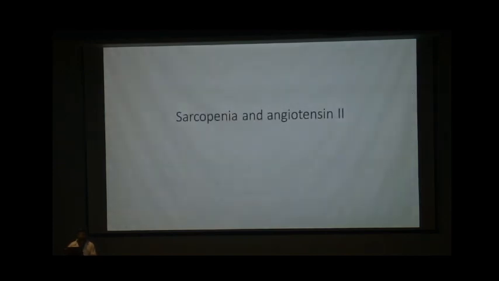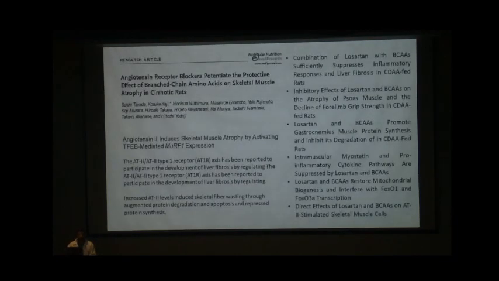So, regarding sarcopenia, is there a role of angiotensin II also? Angiotensin II induces skeletal muscle atrophy by activating transcription factor EB, thereby causing muscle ring finger motif expression, and it leads to decreased protein synthesis. So an angiotensin receptor blocker improves the muscle mass and also the sarcopenia.